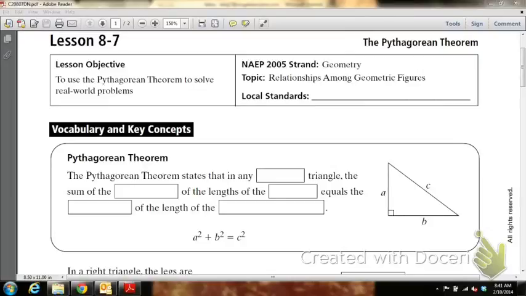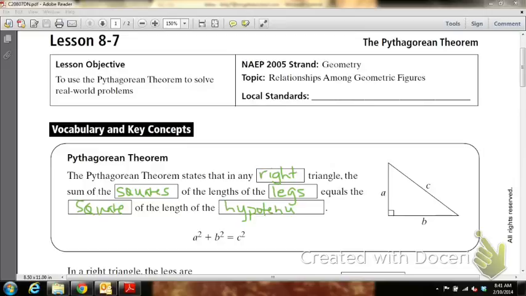In Lesson 8.7, we're going to talk about the Pythagorean theorem. The Pythagorean theorem states that in any right triangle, and this only works in right triangles, the sum of the squares of the length of the legs equals the square of the length of the hypotenuse.